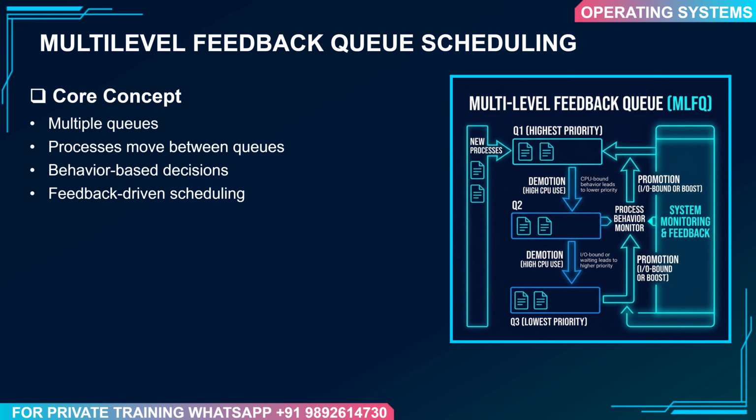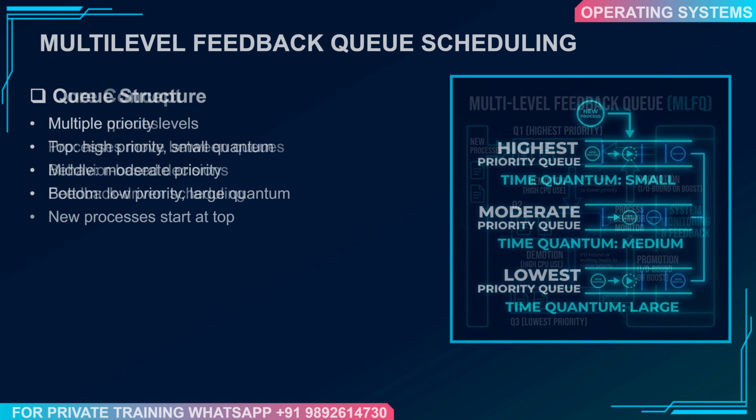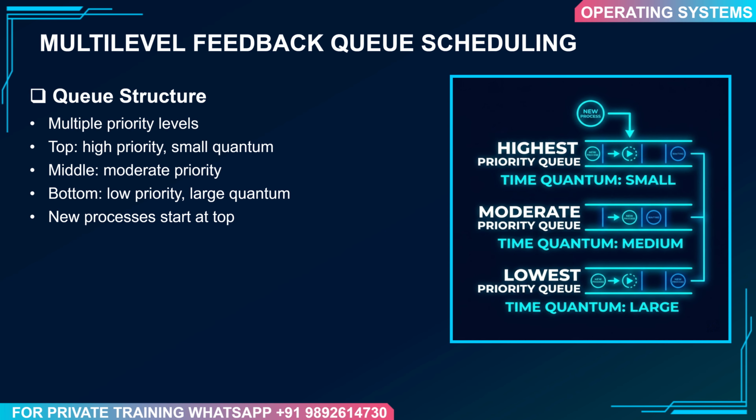At its core, MLFQ uses multiple queues, just like multi-level queue scheduling, but with one important difference. In multi-level queue scheduling, processes are permanently assigned to a queue. In MLFQ, processes can move between queues based on their behavior. This is where the feedback part comes in. The system keeps monitoring how a process behaves and then decides whether to promote or demote it. Let us build this step by step with a simple example.